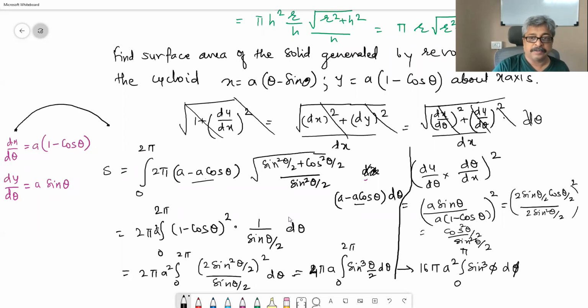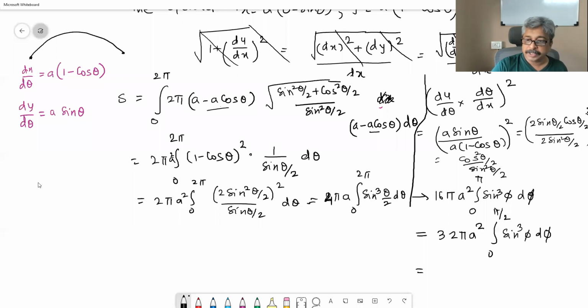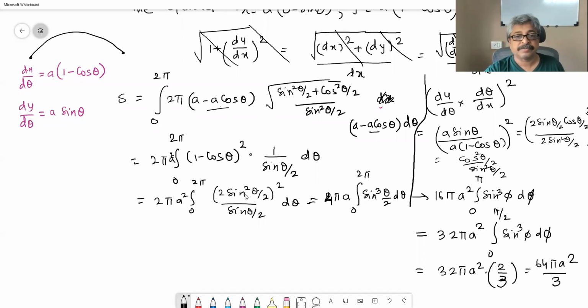Okay, and then this expression is going to be equal to 32 pi a square integral 0 to pi by 2. I don't know, I might be making it long. Sin cube phi d phi, but it is correct. 32 pi a square into 2 by 3, which makes it 64 pi a square by 3. That is your final answer for this surface area.